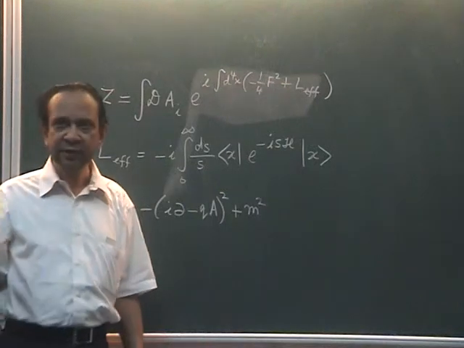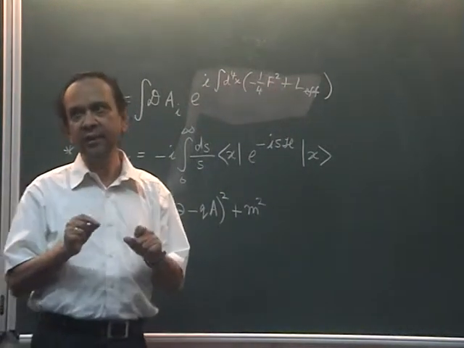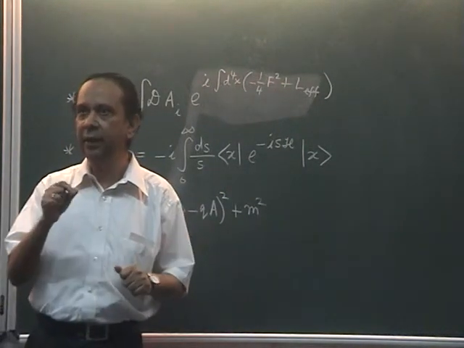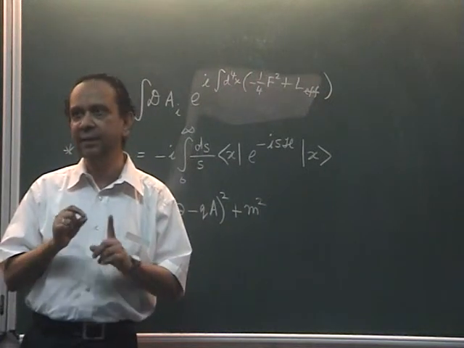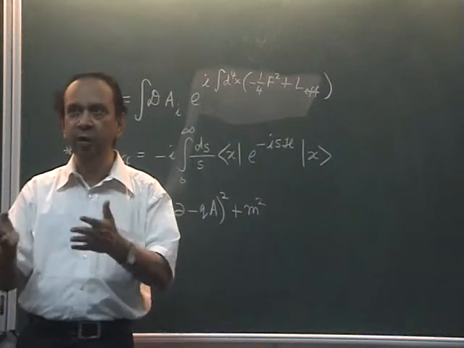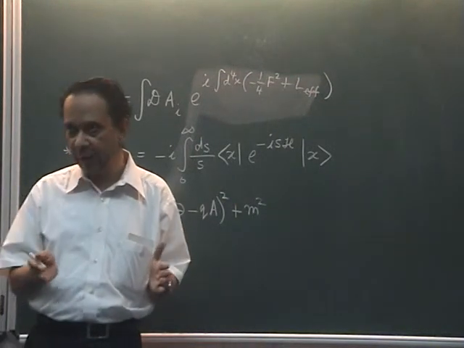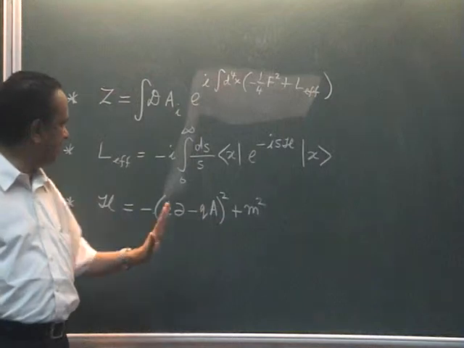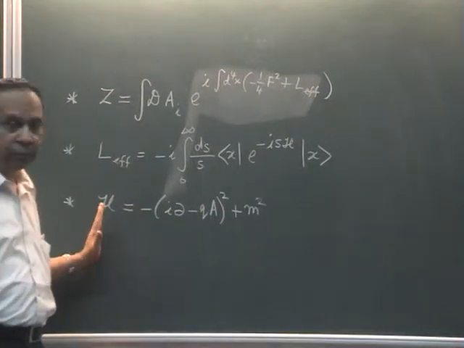Box plus m square is correct in our signature because box has a minus normal del square, which will give you a plus k square. So plus k square and plus m square should always go together because k square plus m square will give you the energy. Okay. So this is what you have as far as the h is concerned.